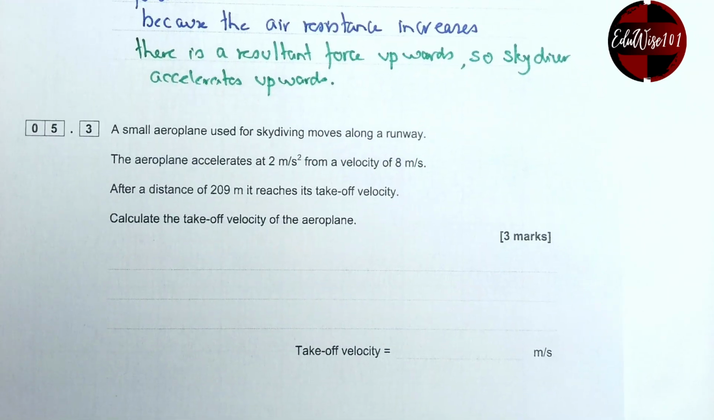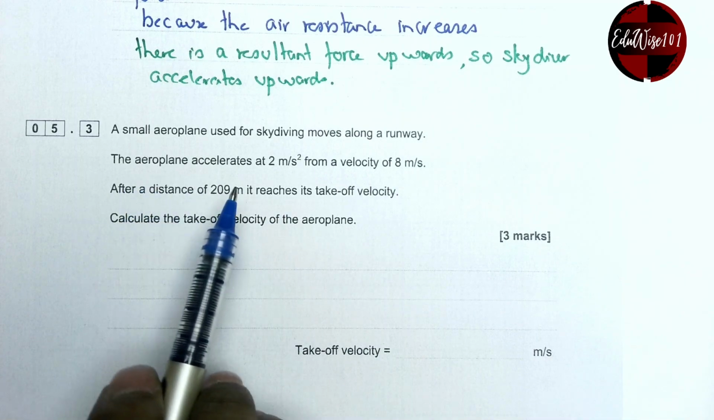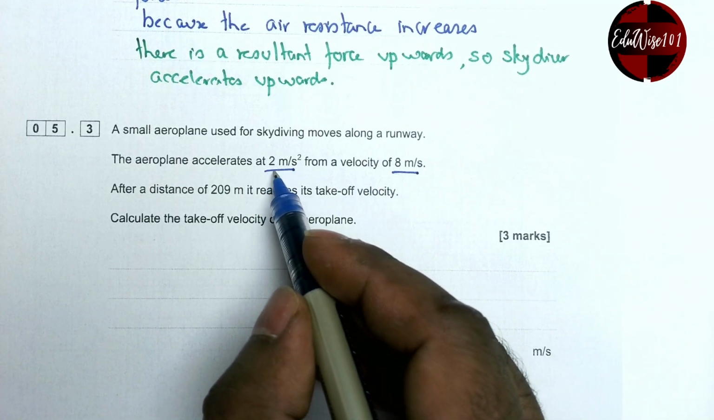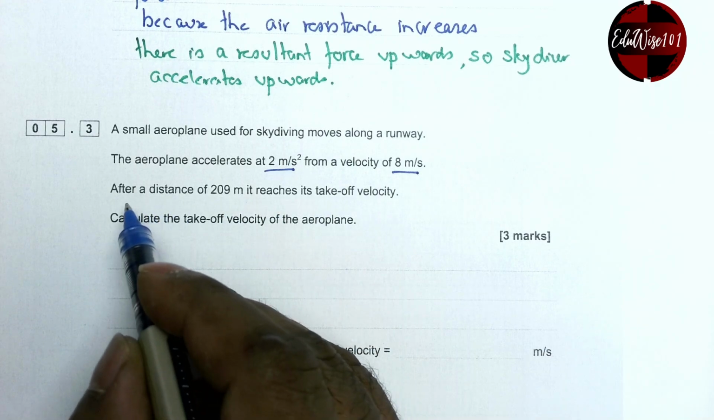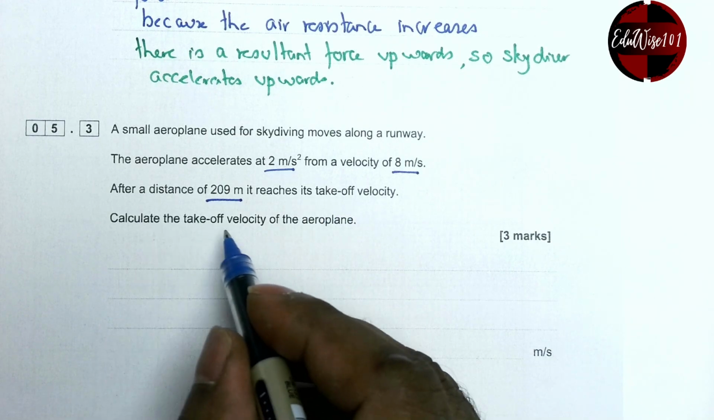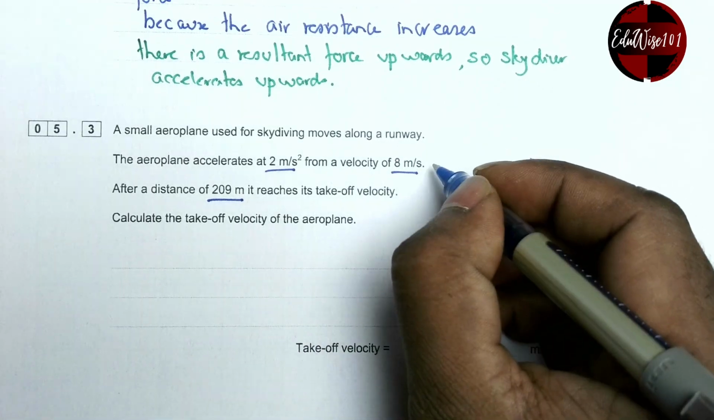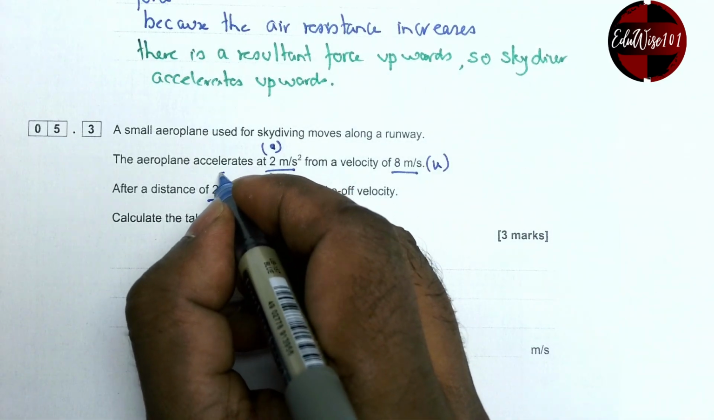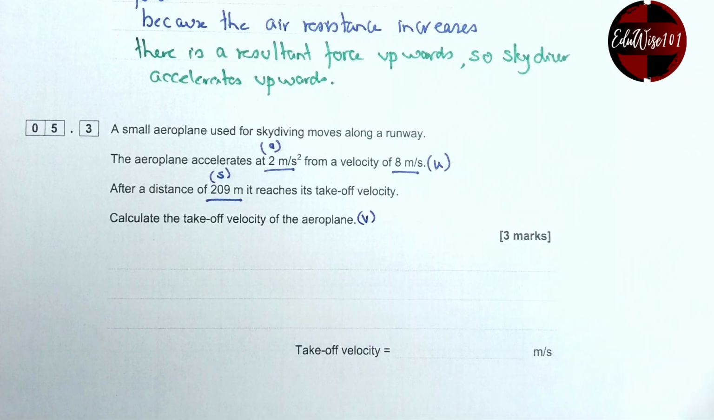Question 5.3. A small aeroplane used for skydiving moves along a runway. The aeroplane accelerates at 2 meters per second squared from a velocity of 8 meters per second. After a distance of 209 meters, it reaches its takeoff velocity. Calculate the takeoff velocity of the aeroplane. From a velocity of 8, that's my initial velocity, u. Acceleration is 2. Distance, the symbol is s. The takeoff velocity is my final velocity.